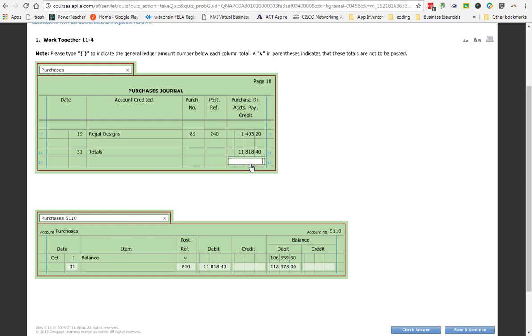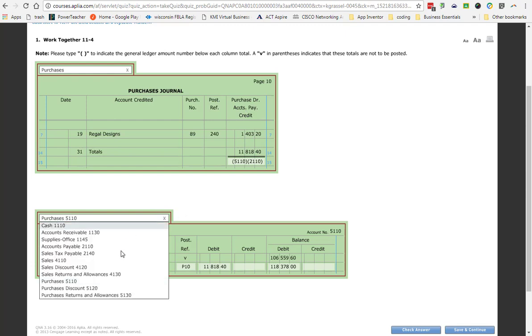Now, this is where Applia gets a little stupid. I don't really like how it does this. I'm going to put in parentheses 5110, and it won't let me put it in unless I actually put in my accounts payable. So I'm just going to go ahead and do that, even though I haven't posted really to accounts payable, but I'm going there immediately.